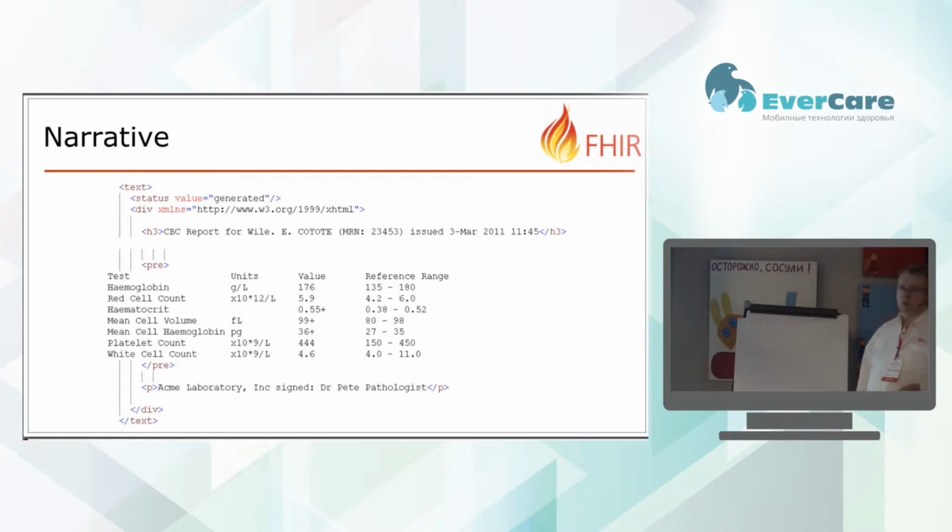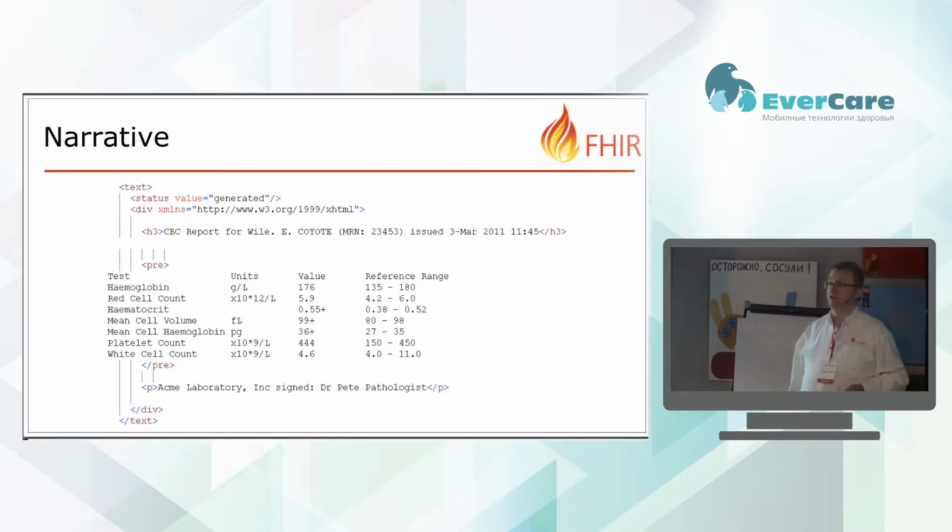One of the elements in almost all resources is narrative. Narrative is a human-readable view of the resource that can be a bit of a fallback if the system that receives the information doesn't know how to display all of the discrete data.